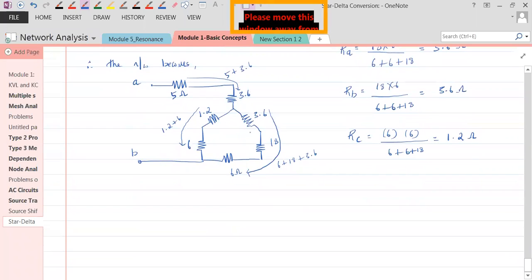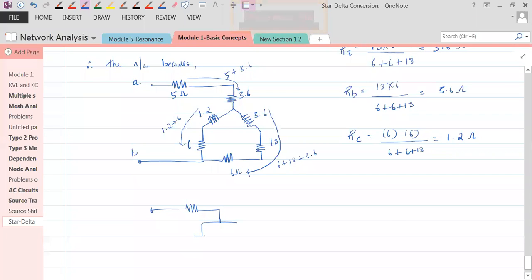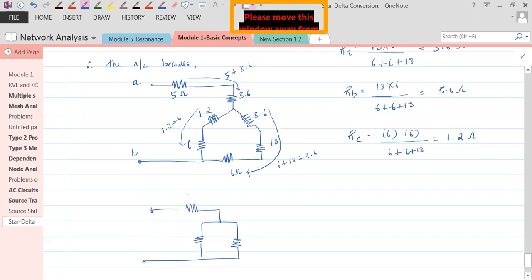Now just bring them after having the equivalent resistors. How is that going to look like now? This is 5 plus 3.6, and this is 1.2 plus 6, three resistors in series. 5 plus 3.6 is 8.6 ohms. 18 plus 6 is 24, 24 plus 3.6 is 27.6 ohms. And 1.2 plus 6 is 7.2 ohms. This is how things are going to be.